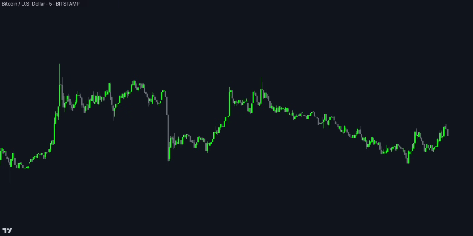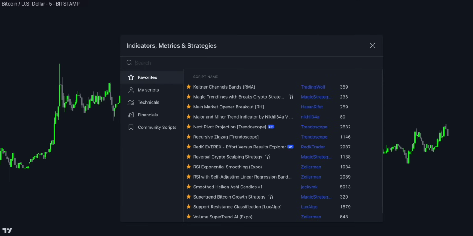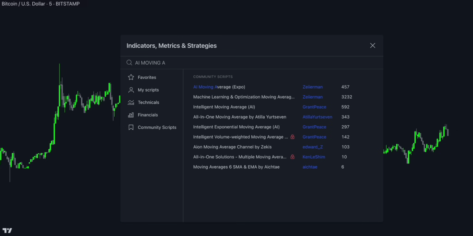Let's return to our AI moving average trading strategy. For this strategy, 2 TradingView indicators will be needed. The first indicator is called AI Moving Average, Expo, by Zierman.